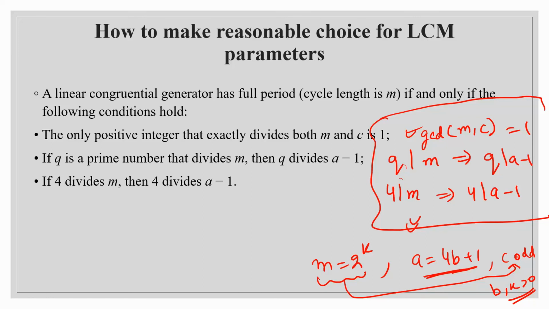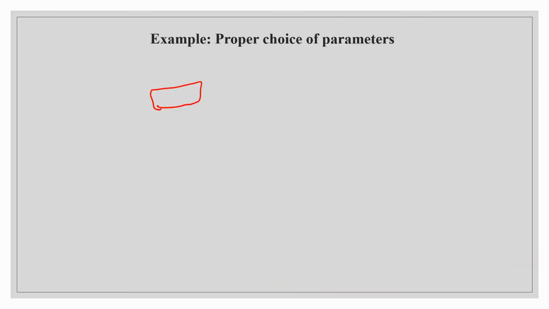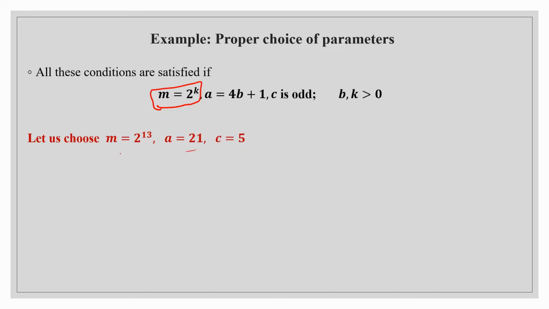That means it will generate all the numbers between 0 and m minus 1. So this is one of the settings which satisfy all the conditions. We can take one example: choose m as 2 to the power 13, a as 21 and c as 5. For this setting, all the three conditions are satisfied. That is, m and c have GCD 1, obviously, because m is even and c is odd.